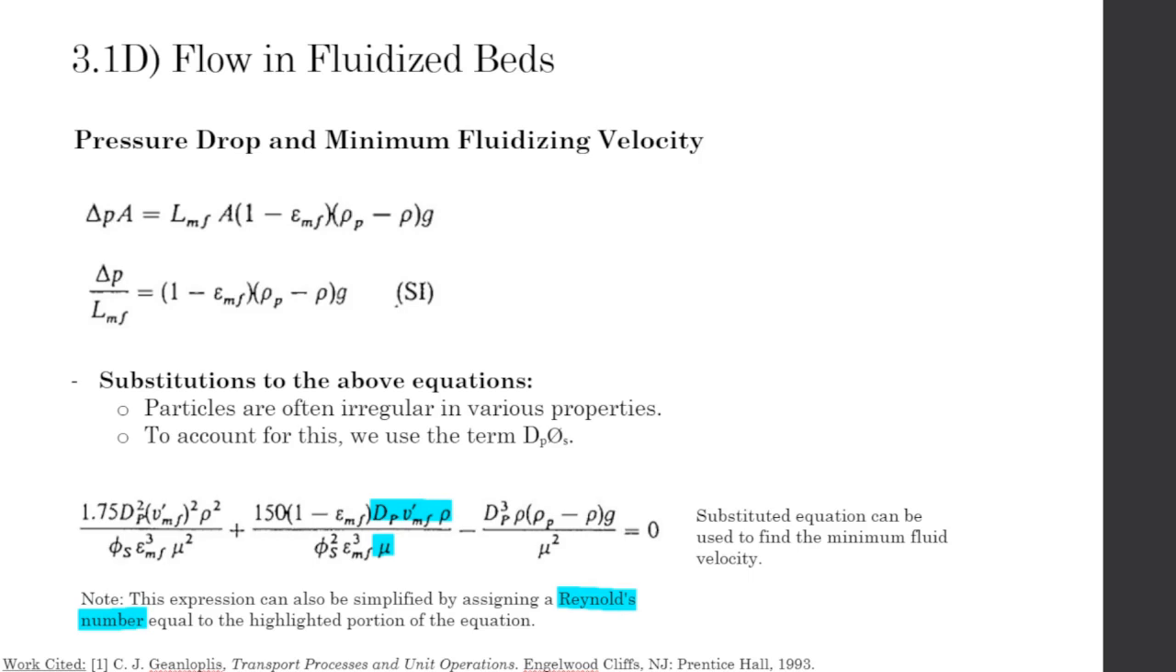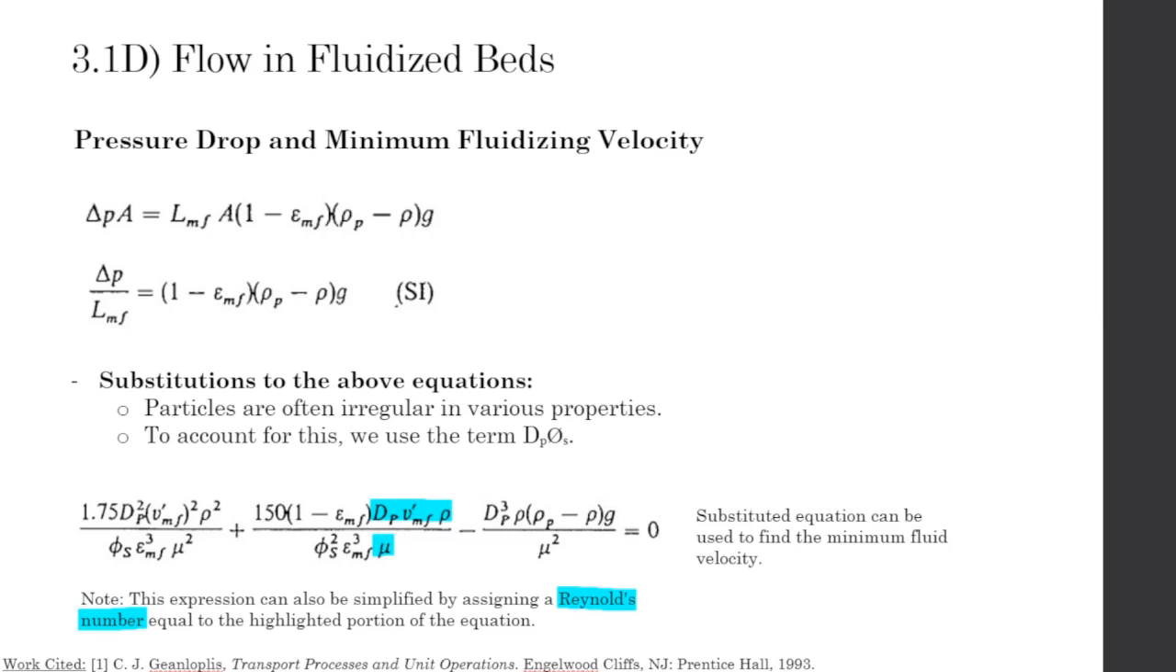However, particles are often irregular in their properties, in their shape. In order to account for this randomness and irregularity of the particle shape, you can incorporate a term that is dp times phi s, which Victoria talked about in her section, where dp is the effective mean diameter and phi s is the shape factor. So by incorporating these terms into the equation, it becomes this super large equation, and is now in terms of VMF as well.